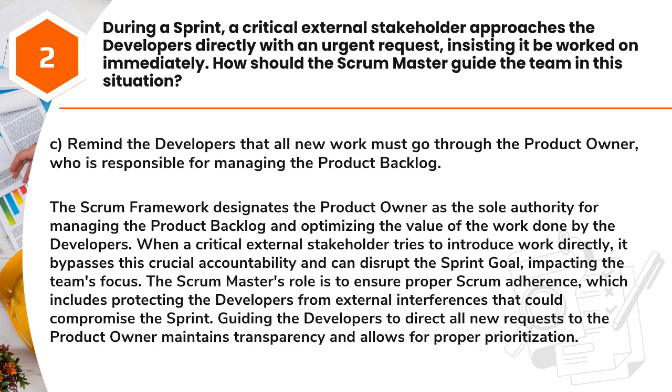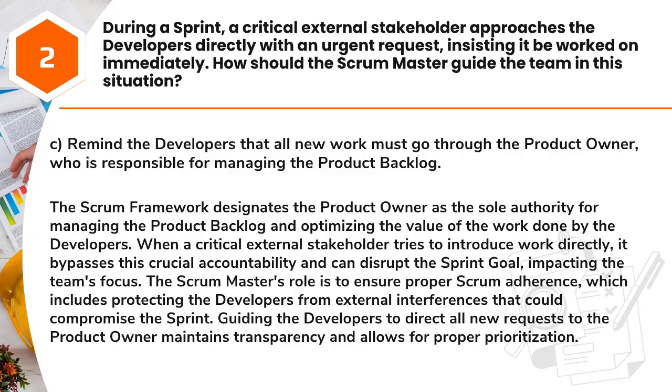Answer: C. Remind the developers that all new work must go through the product owner, who is responsible for managing the product backlog. The Scrum framework designates the product owner as the sole authority for managing the product backlog and optimizing the value of the work done by the developers. When a critical external stakeholder tries to introduce work directly, it bypasses this crucial accountability and can disrupt the sprint goal, impacting the team's focus.